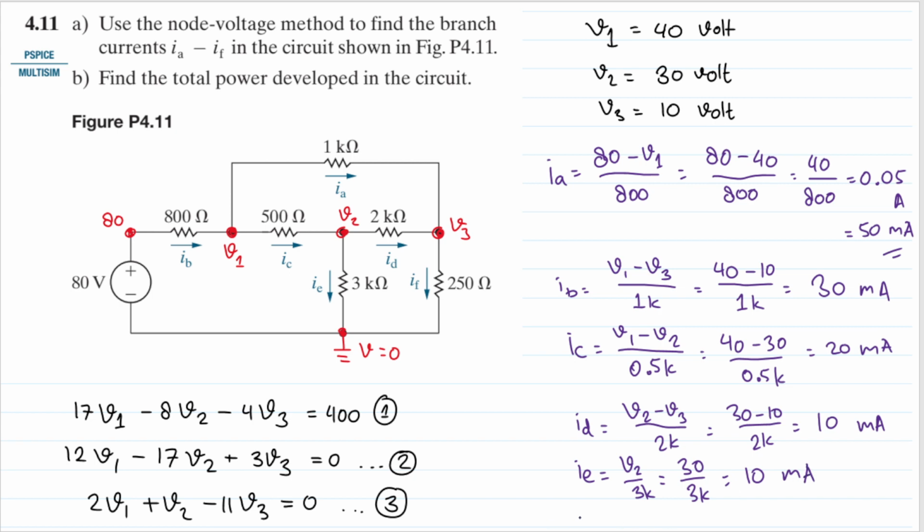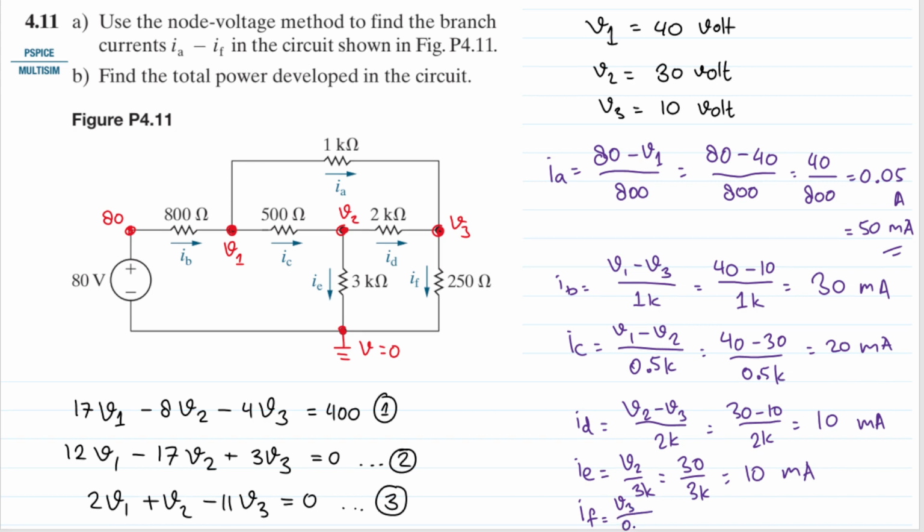And lastly, we will have IF. IF is just V3 divided by 250 ohm, or 0.25K. And V3 is just 10. And divided by 0.25K, that will be 40 milliampere. And that is all the currents IA through IF. And this is the answer for question A.